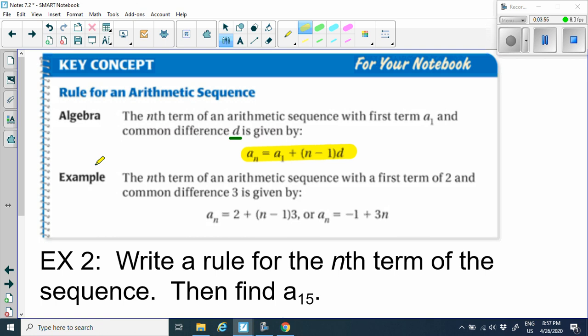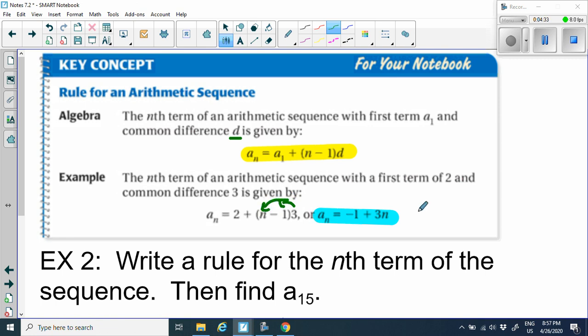So here they have given us an example. It says the nth term of an arithmetic sequence with the first term of 2 and a common difference of 3. So what they did is they plugged 2 and 3 into this formula. They plugged 2 into a sub 1, and then for d, they plugged 3 into here. Now, notice the next step, and I'm going to highlight it in blue here. It's a little bit different: a sub n equals -1 plus 3n. Now, you might be wondering, how did they get this? Well, they simplified, meaning they took the 3 and multiplied it by the -1 and the n.